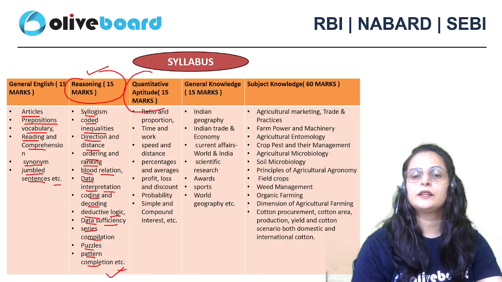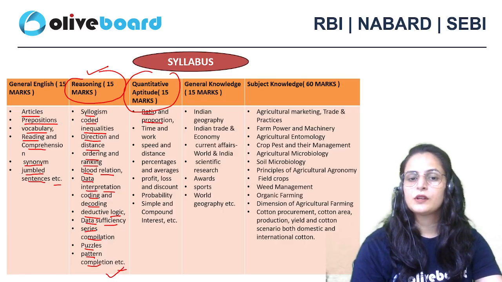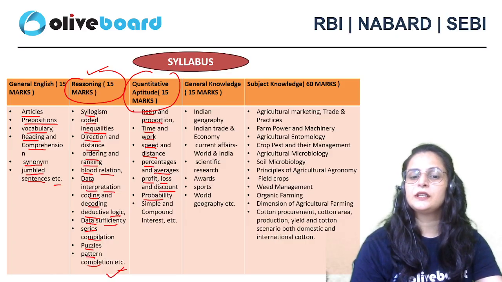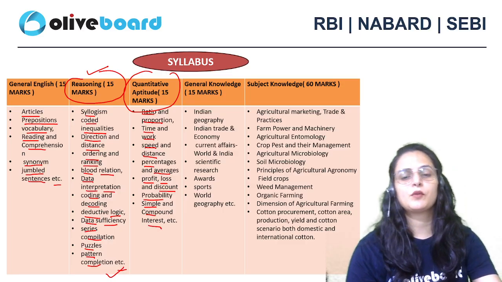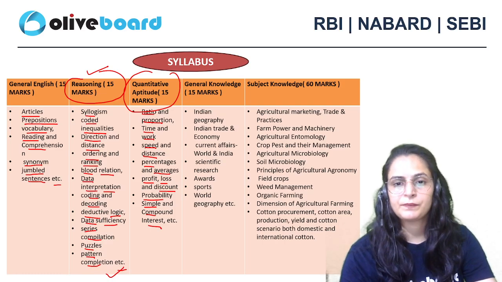Under quantitative aptitude, that will be your 15 marks. You have to cover topics like ratio and proportion, time and work, speed and distance, percentage and averages, profit, loss and discount, probability, simple and compound interest. These are the important topics of quantitative aptitude which are mentioned in your syllabus.